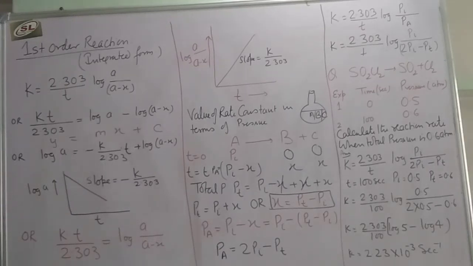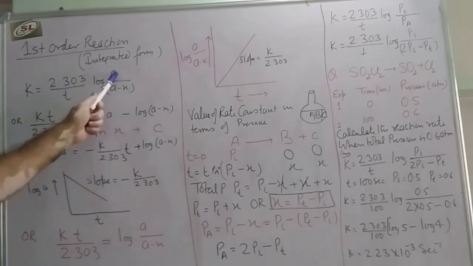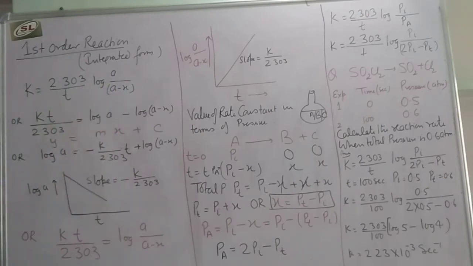When we plot the graph for the first order reaction, we will use the integrated form. The integrated form of the first order reaction is k = 2.303/t log a/(a − x). This equation can be written like this: kt with 2.303 in the denominator, so kt/2.303 = log a − log(a − x).